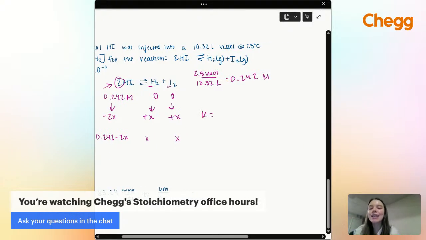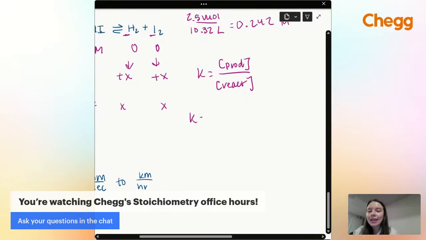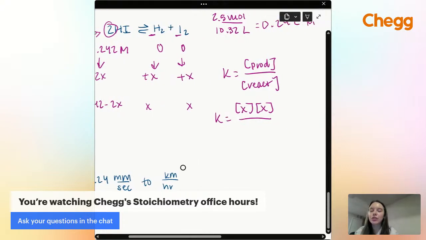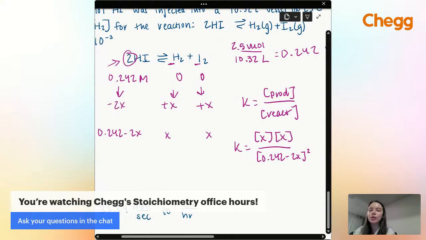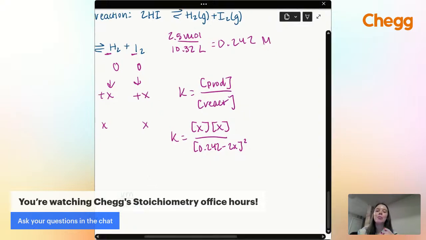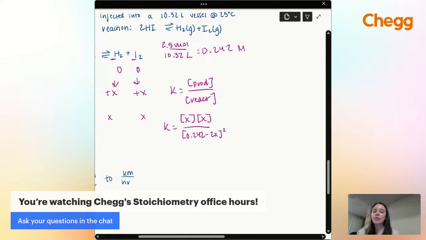So we have K equals products over reactants. So K equals the concentration of X over concentration of X over 0.242 minus 2X. And we're going to square that. The reason we square that is since there's that 2 coefficient again, we have to square the reactants. I don't know the specifics in that. I'm sure there's some testing that can be done to show why we square that. But I do know it's a rule of rate of reactions in KEQs that we do 0.242 minus 2x squared.